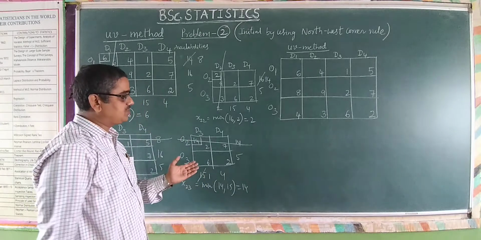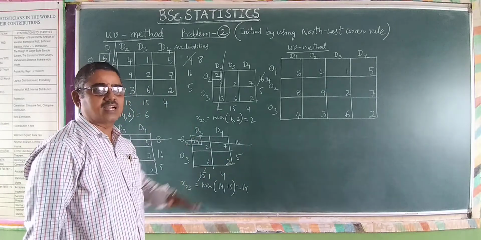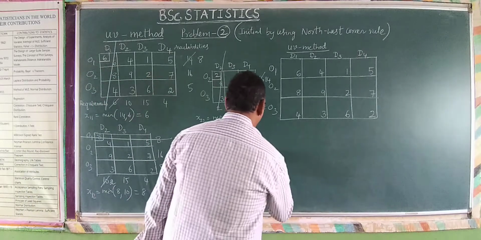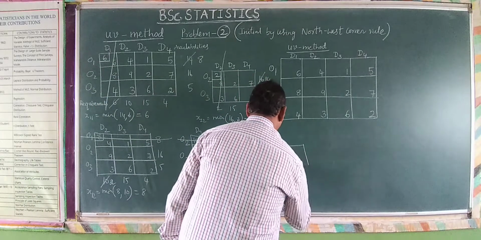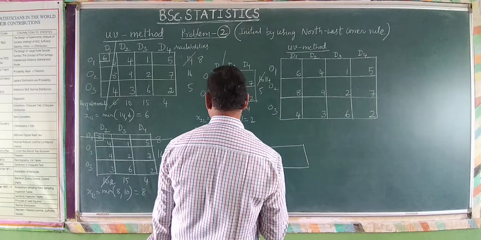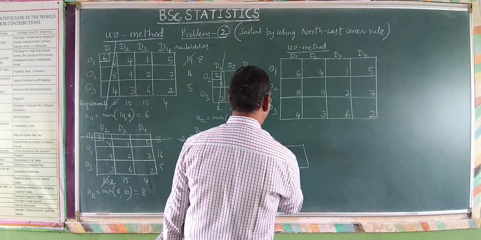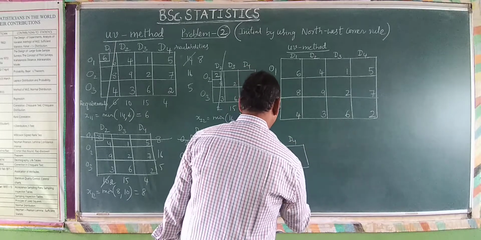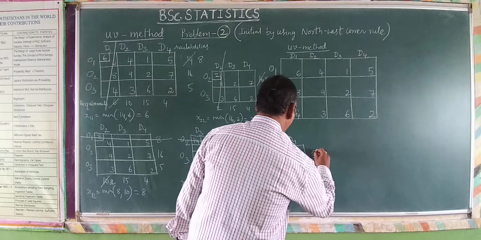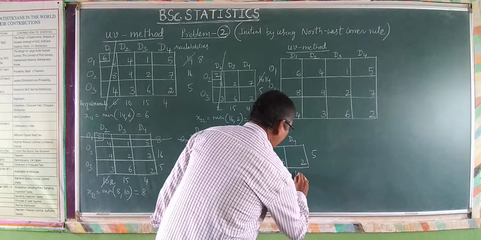So with the help of these availabilities and requirements and origin destinations, you please prepare the next table. So I am preparing the next table, we have only one particular row. That is one origin O3 and D3, D4 are the destinations. So therefore costs are 6 and 2, availability is 5, requirements are 1 and 4.